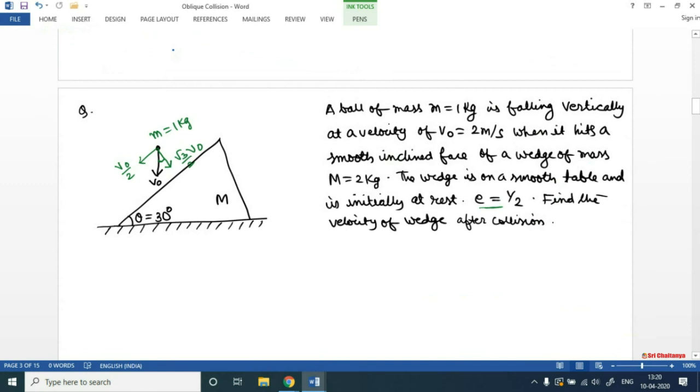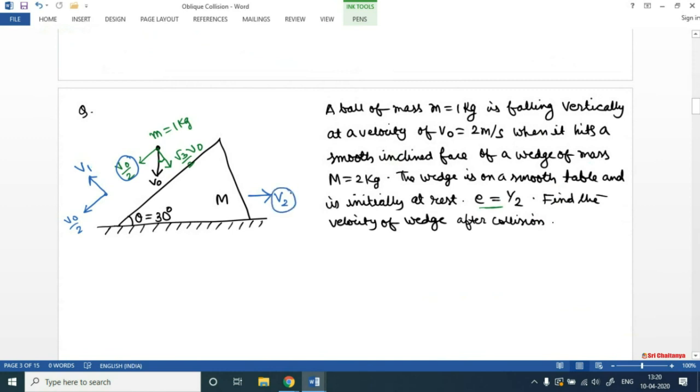Now this wedge is constrained to move only along the horizontal direction. So due to the collision, it would be moving somewhere in this direction, say with velocity v2. After the collision, this component of velocity will not be changing, so it is still v naught by 2, and let's say this component will change to some v1. We are required to find out v2.